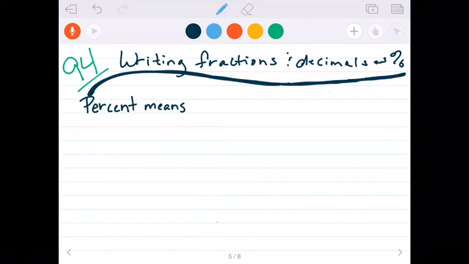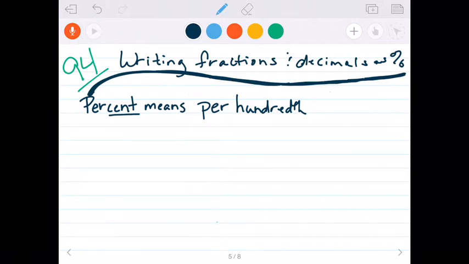Lesson 94 is about writing fractions and decimals as a percent. So what does percent mean? This is a review. Percent means per hundredth. Because we do remember that cent is like century, it's like penny, right? Pennies, there's 100 cents in $1. So that helps us remember that percent means per hundredth.